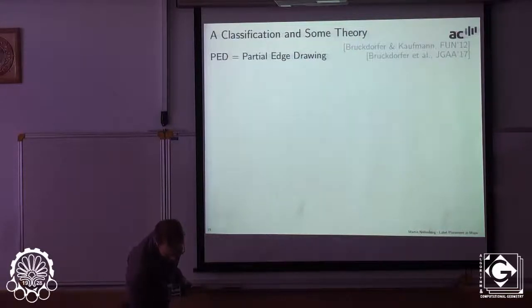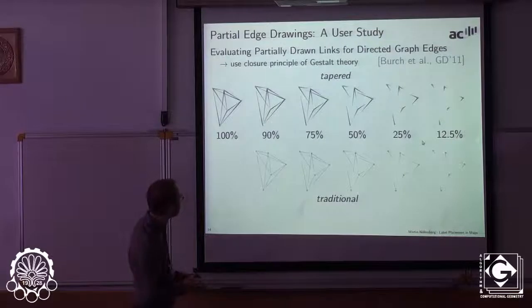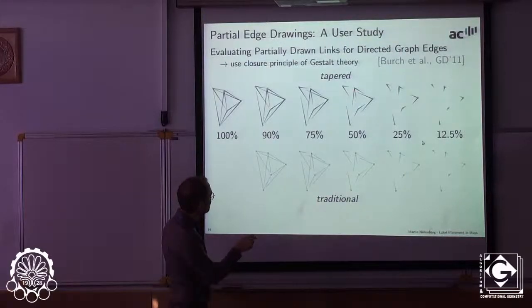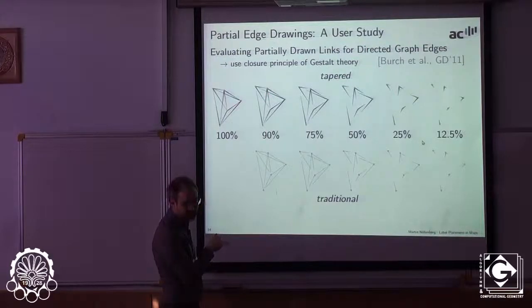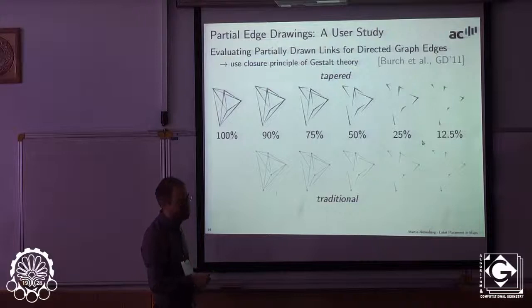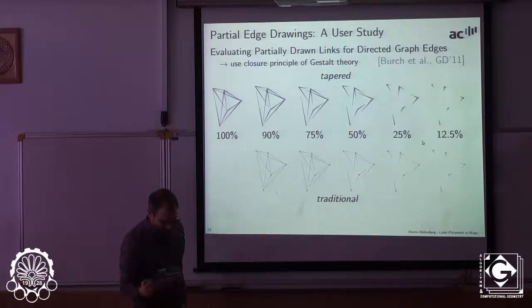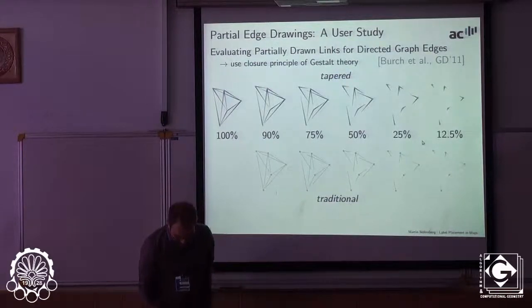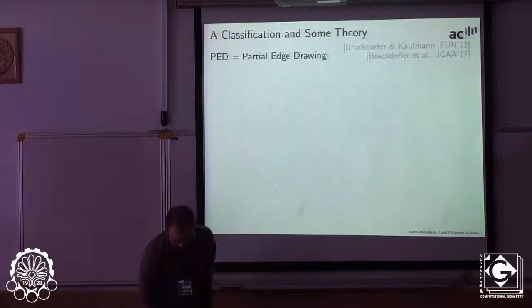Let me see, I think I didn't put the results, but what they could show is that somehow this range of 75, 50% could still be read reasonably well. Here you have many crossings, which is kind of confusing, and here these are just too short to make any meaningful connections. But it showed that it's really also something that people can understand.